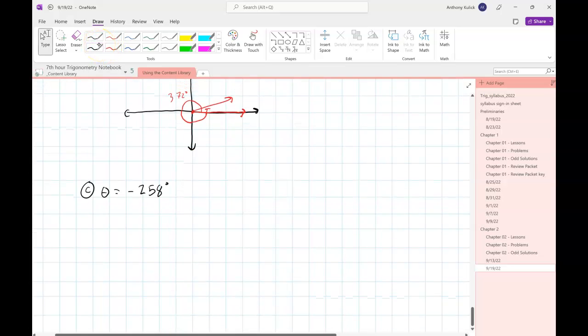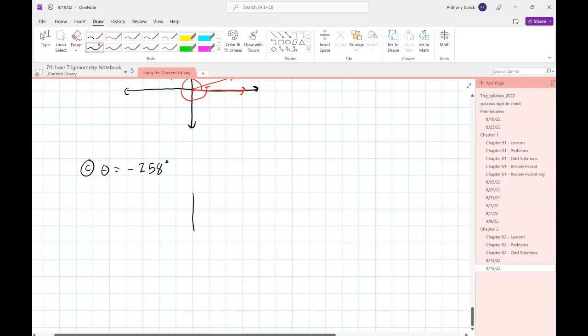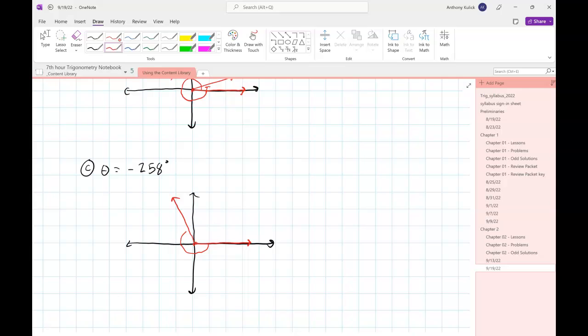What if theta is negative 258 degrees? So start the same way. Initial side on the positive x-axis. But because this is negative, which way are we turning? Clockwise. So negative 90, negative 180, and then negative 258 will be almost to the end.